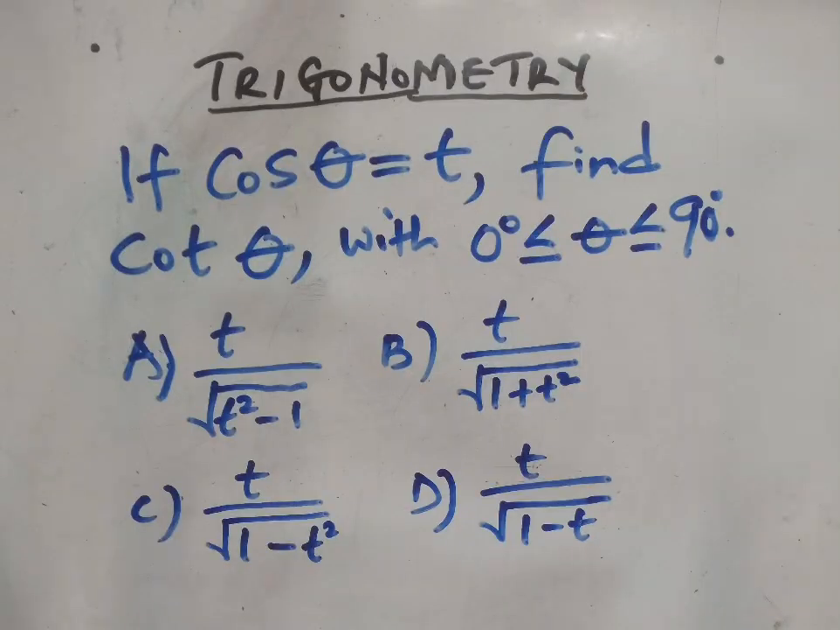Question 1. If cos theta equals t, find cot theta, with theta greater than or equal to 0 but less than or equal to 90. We are given the options. Option A, t over root t square minus 1. B, t over root 1 plus t square. C, t over root 1 minus t square. D, t over root 1 minus t.